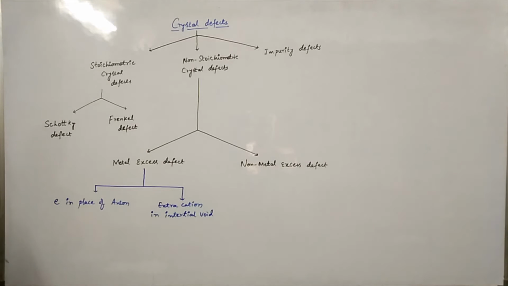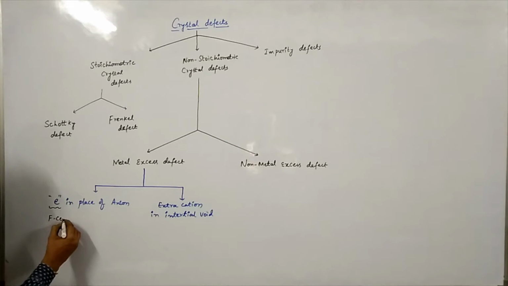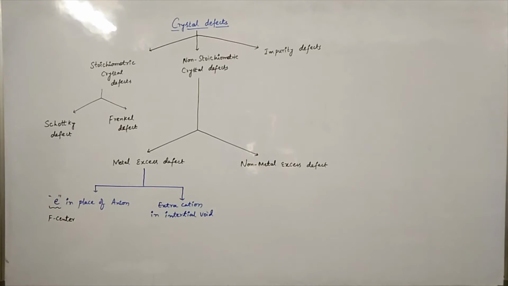If an extra electron is present in place of an anion, we call this electron an F center, Farbe center. They are responsible for color. When sodium chloride is heated with sodium metal, you will get yellow color. Lithium chloride with lithium metal gives pink color.